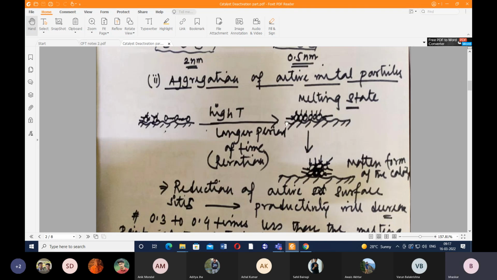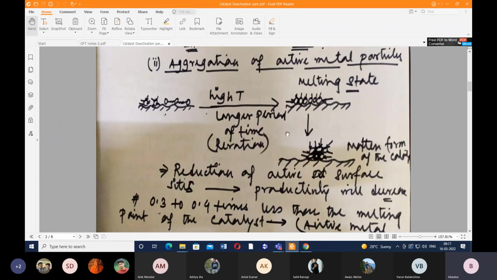So this condition will arise. This means two adjacent particles will come in close contact with each other. They are in close proximity, right? So this is the intermediate state. So what would be our final state? Our final state will look like this. Okay, so this is all due to the melting of the active metal particles. Owing to the melting operation, we ended up with this kind of configuration.